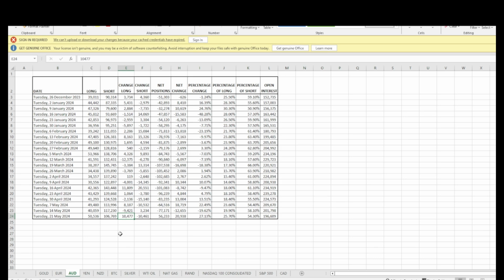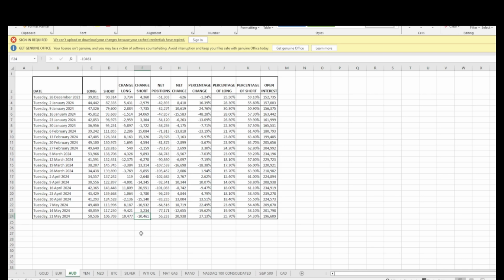Now, inversely, we see that the number of shorts taken previously were 117,000 short positions in the market. However, with the most recent filing, the shorts have come down from 117 to 106,000 short positions in the market. That's a negative figure of 10,400 short positions that were closed in the market. So there was a decrease in the number of shorts.